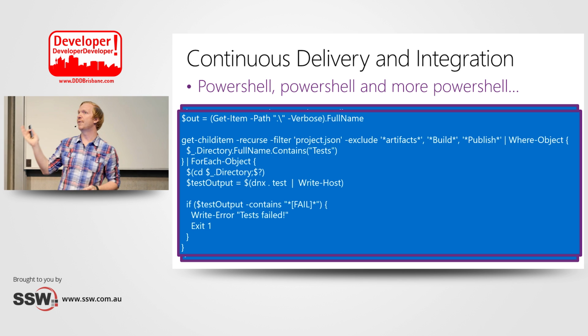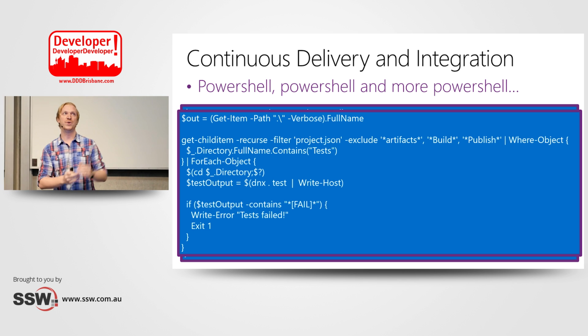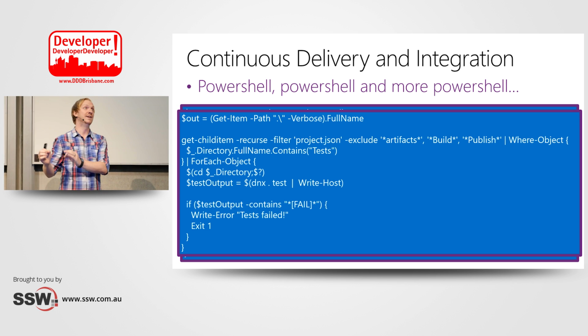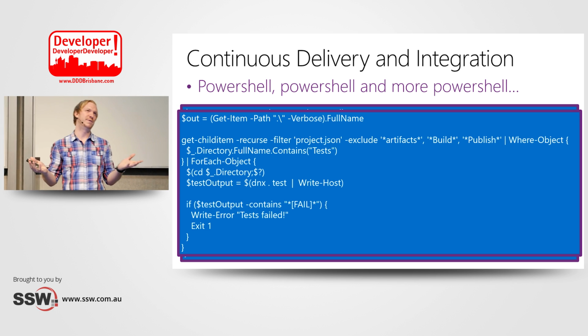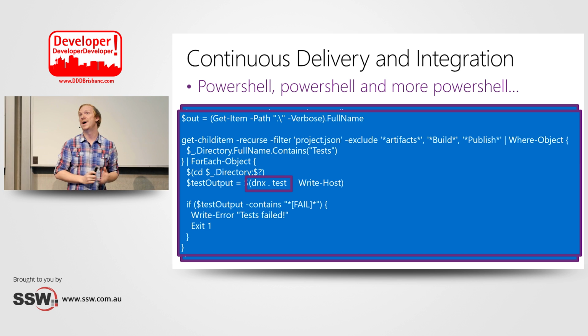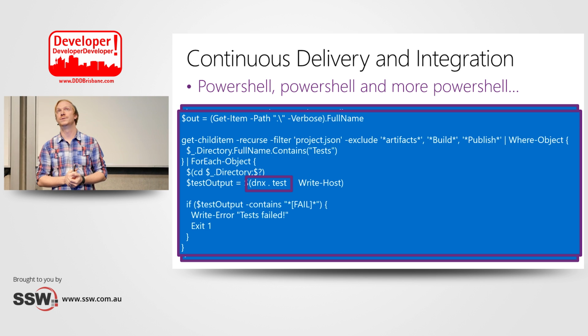So for continuous integration, I want to run all my tests. It's pretty much the same idea. I look through all my folders. I look for a folder name ending with the name test. It's not perfect, but it enforces us to use that naming convention. And then I simply run the command dnx test. And that runs the tests in that project.